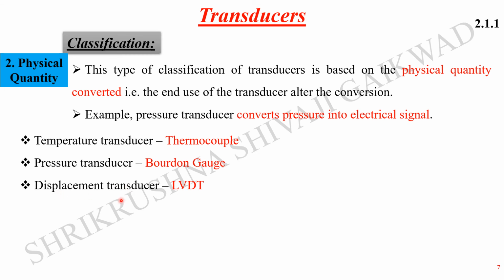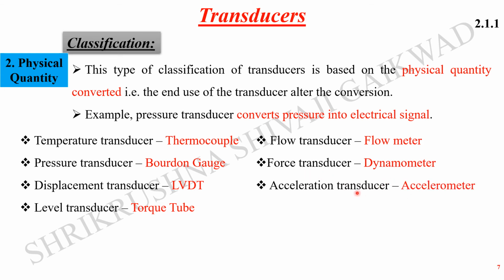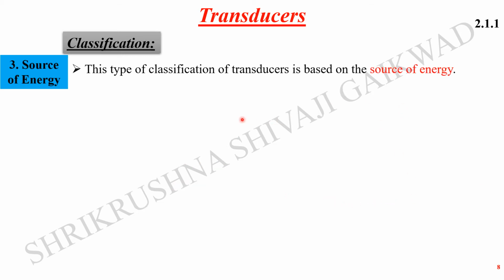The pressure transducer, for example, is the Bourdon gauge. The displacement transducer, LVDT, that is the linear variable differential transformer. Then the level transducer, torque tube. The flow transducer, flow meter. The force transducer, dynamometer. Then the acceleration transducer, accelerometer. So these are the types on the basis of the physical quantity.